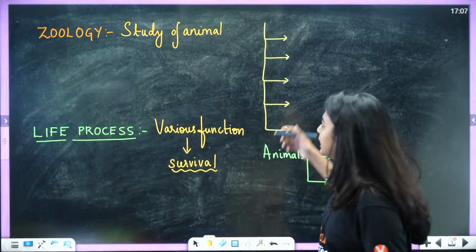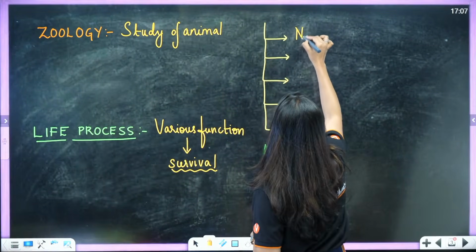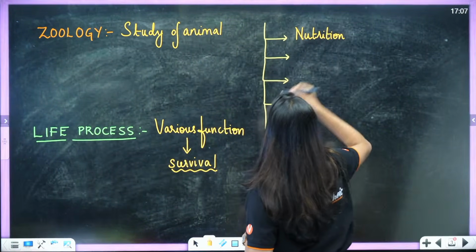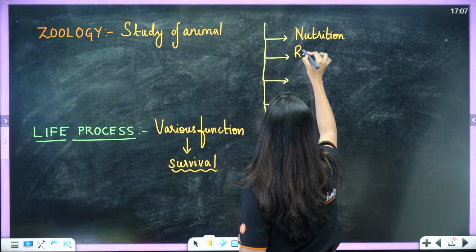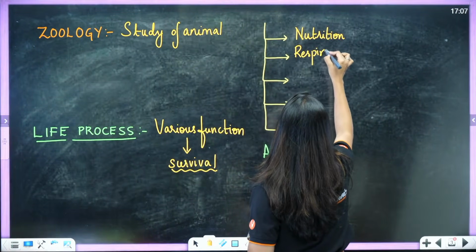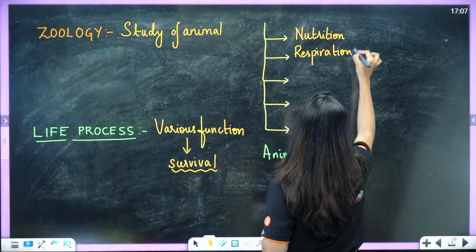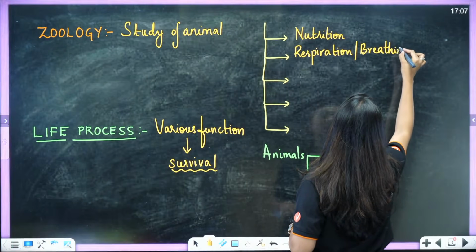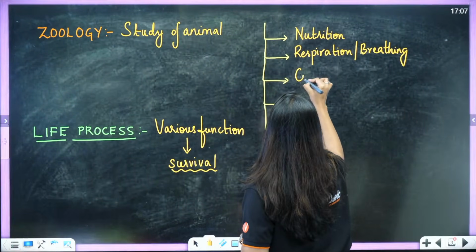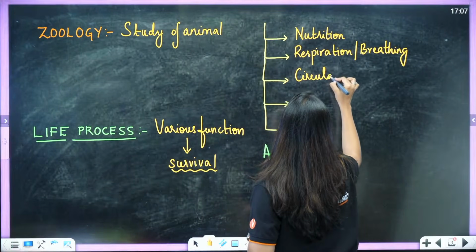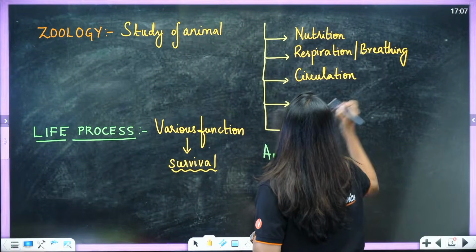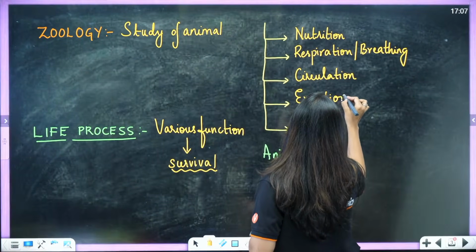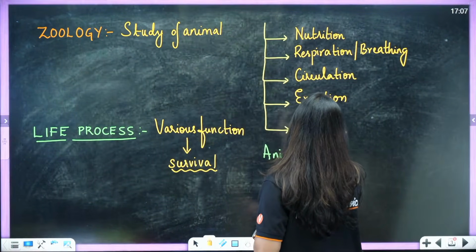In that you would have studied life process, which means first you study nutrition, right? Then what do you study, students? You have to respire, so you study respiration. You also study breathing. Then you study circulation, both in plants and animals. Then the most important, excretion, and the last, control and coordination.